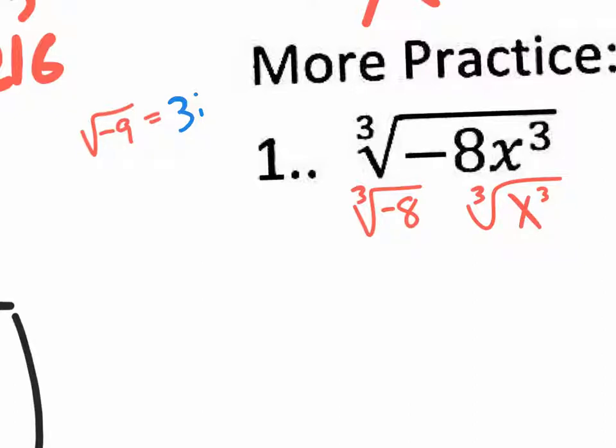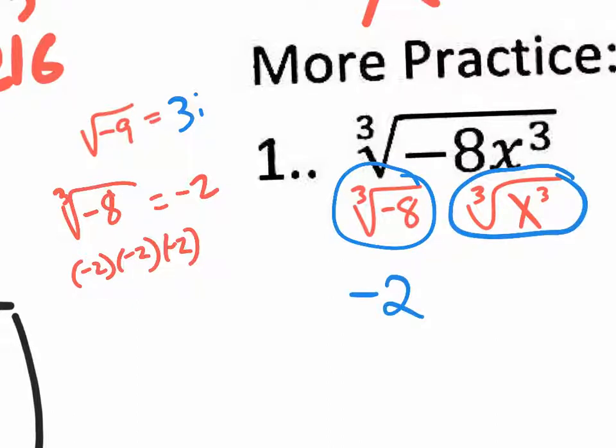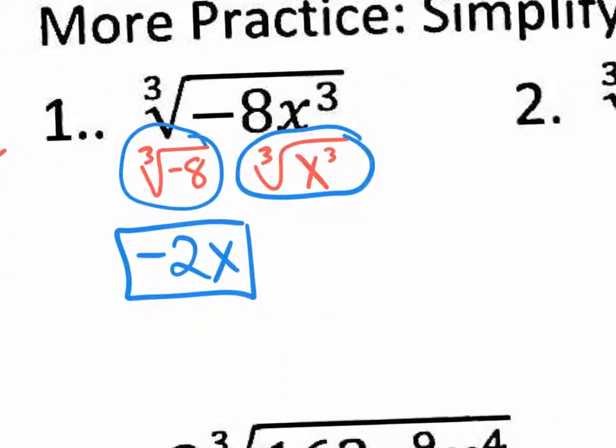But when we think about the cube root of -8, instead of the square root, there's actually an answer. That answer is -2, because if you went -2 times -2 times -2, that will give you -8. So you could do the cube roots of negatives. Does that make sense? Yes. All right, so what is the cube root of -8? -2. And how about the cube root of x to the third? That's just x. So your answer, number 1, is simply -2x. No more roots, no more cube roots.